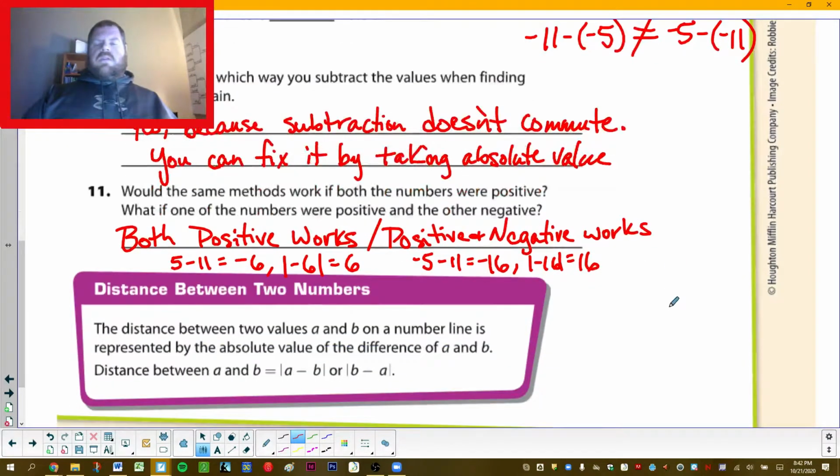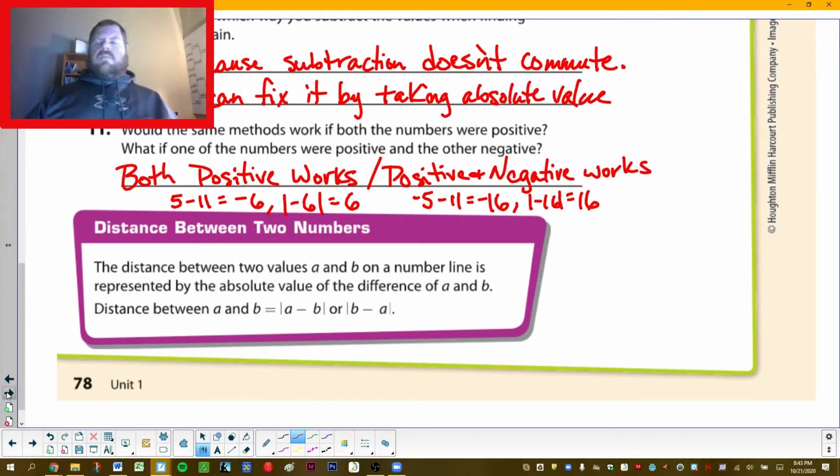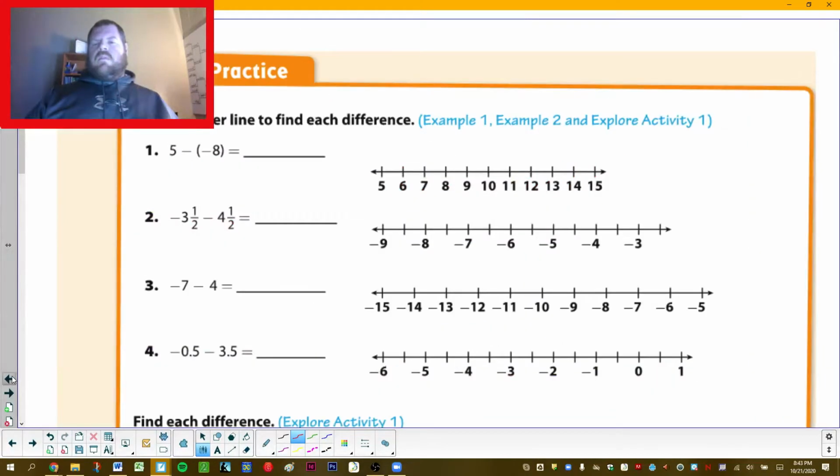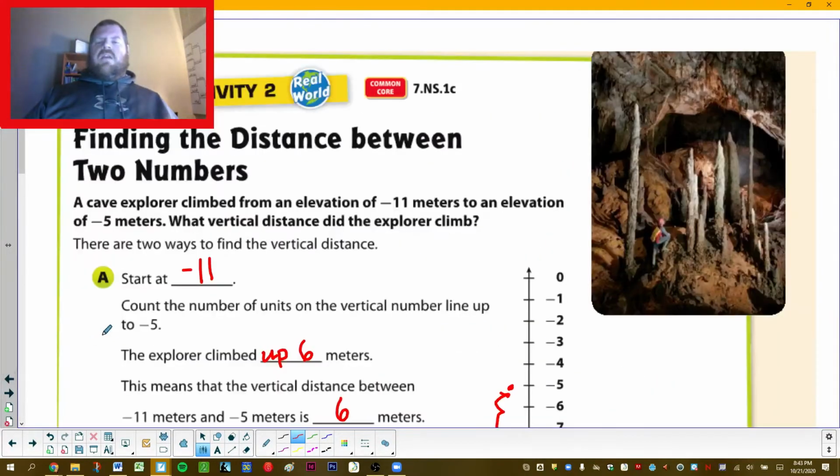Okay, so the distance between two numbers, when you're trying to find the amount of space in between two numbers, it doesn't necessarily matter the order, but you do have to take the absolute value. Basically, pick the positive version of your answer. Okay, and that'll be it for today.